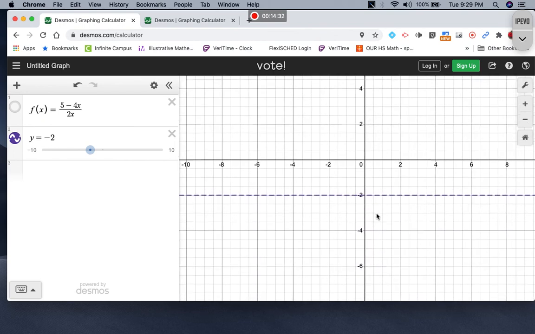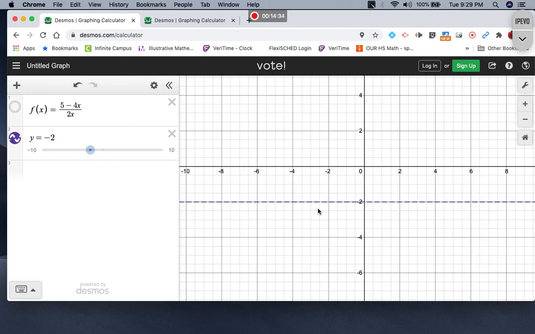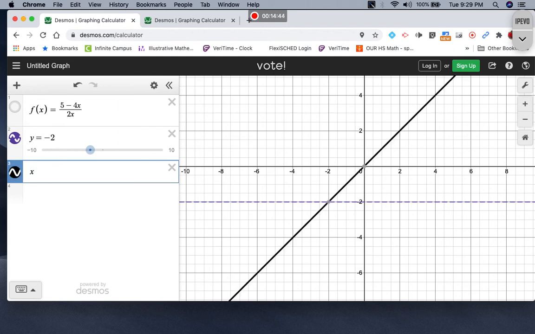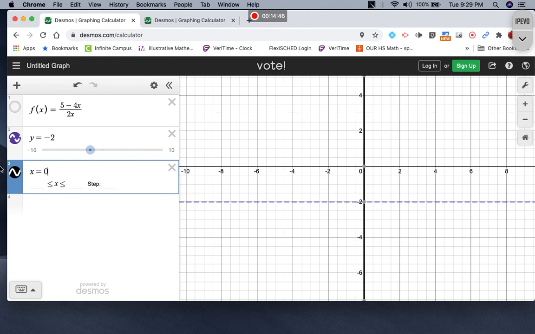So there's where I say my horizontal asymptote is. I can look at this and say, hey, I should have a vertical asymptote. If I remember before, where the denominator is 0, so that should be x equals 0. So let's make that also dotted. Let's change the color. We'll make that red, dotted. So those should be our asymptotes when we look at this graph.